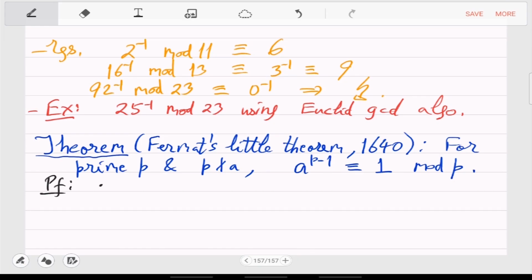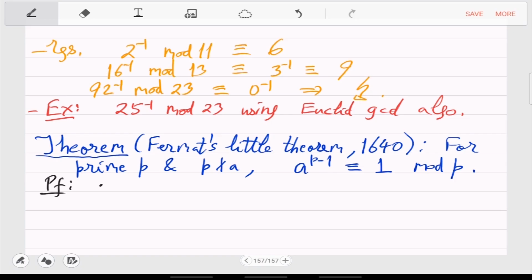Sorry? Yeah, but not by Fermat. Proof given by Wiles. Okay, so here the proof will be much simpler. You don't have to worry about the proof of Fermat's Little theorem.